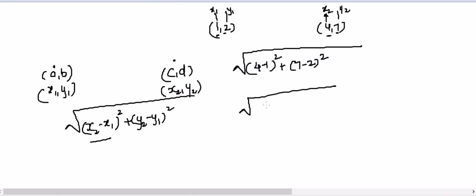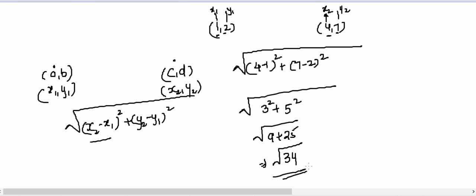So this will give you 4 minus 1, 3 squared, and 7 minus 2, 5 squared, that is 9 plus 25, which will give you root 34. So this is how you can calculate the distance between two coordinates or 2 points, you can say. But when 2 lines are given, how can you calculate the distance between both?